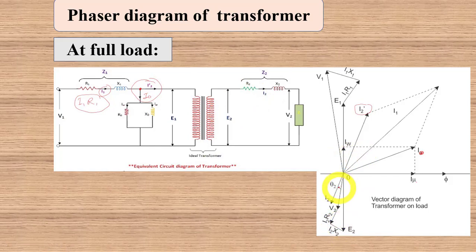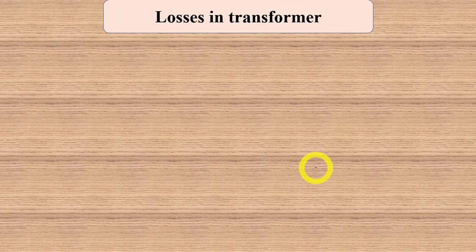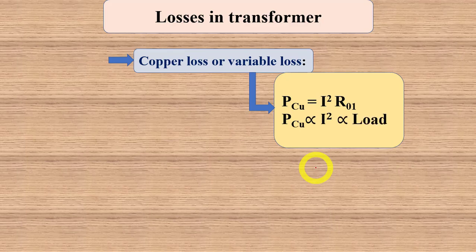Now, the losses in the transformer. There are two types of losses in the transformer: one is variable loss and the other is fixed or constant loss. Copper loss depends on the load, and the load varies according to need. That is why copper loss varies with changing load, so copper loss is known as variable loss.